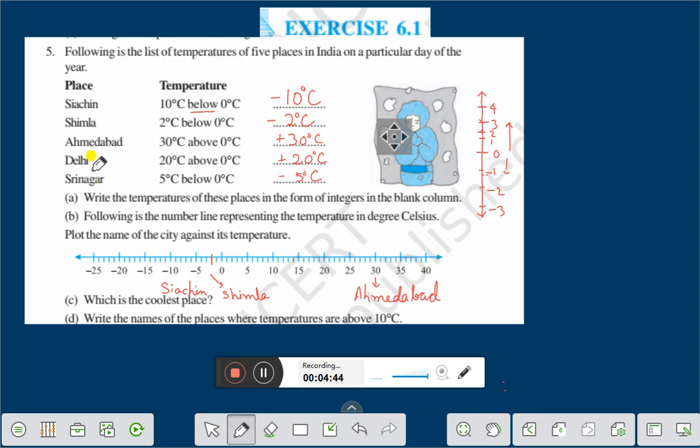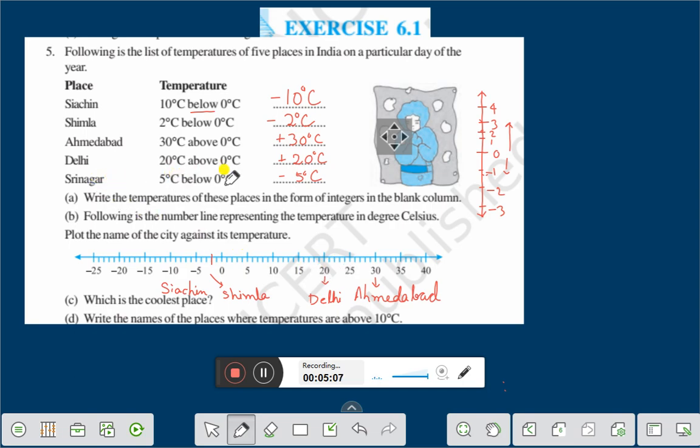Next is Delhi, plus 20. Delhi is plus 20. Therefore, this point is Delhi. Therefore, we write here Delhi. This is Delhi, right? That is plus 20 degrees, right?